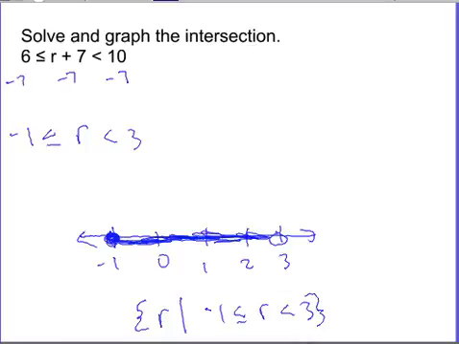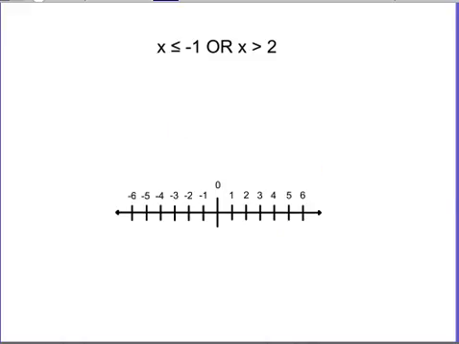Okay. Not too bad, right? No, it's not bad. I like it.